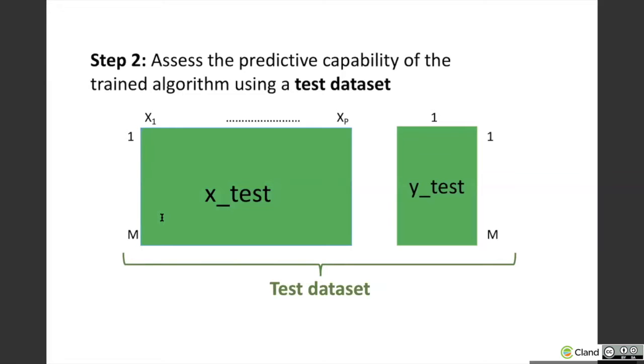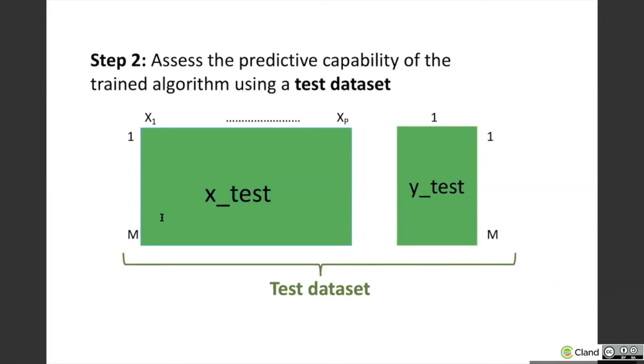At step two, we use a second dataset. The second dataset here is in green. It has exactly the same structure. So you have the same columns in X-test. You have X1, X2, Xp. It's exactly the same descriptors of the individuals. But the data are different. They come from different individuals. So the individuals included in the test dataset are not the same as the individuals in the training dataset. And the number of rows here is usually different as well. So for example, you will have 10,000 rows in the training dataset and maybe 3,000 rows in the test dataset.